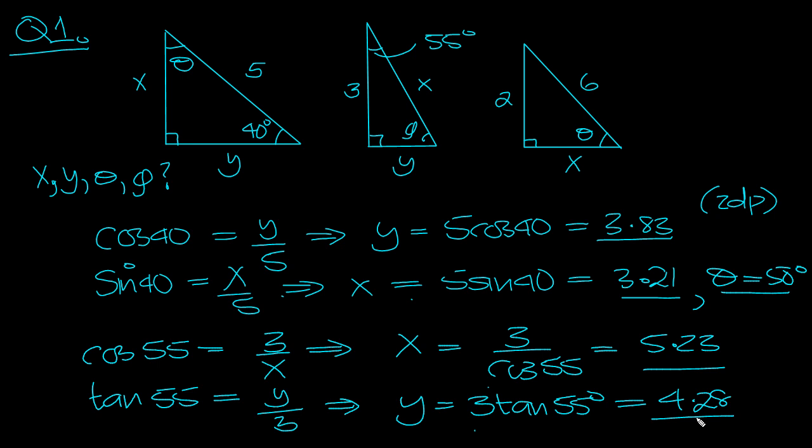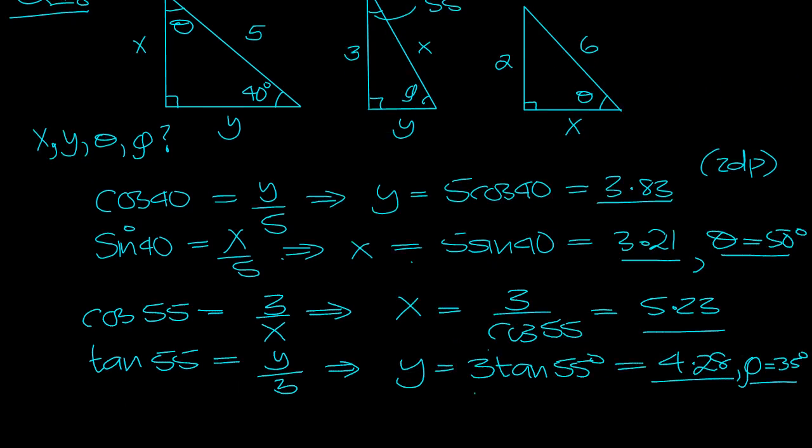Okay, good. Now we need the angle phi. Well, that's 55, this is 90, so these two add up to 90, so this must be 35, mustn't it? Because 35 and 55 add up to 90. So that's part 2. Now part 3.